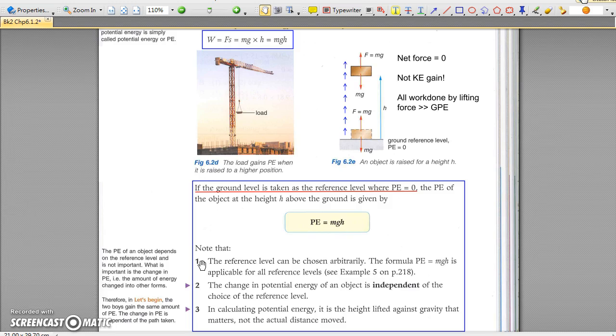For ease of calculation, most people take the ground to have 0 gravitational potential energy, and positions above the ground will have positive gravitational potential energy, while positions under the ground will have negative gravitational potential energy. Although gravitational potential energy can be positive or negative, it is energy, and so it is a scalar. It has no direction, and so it is not a vector.